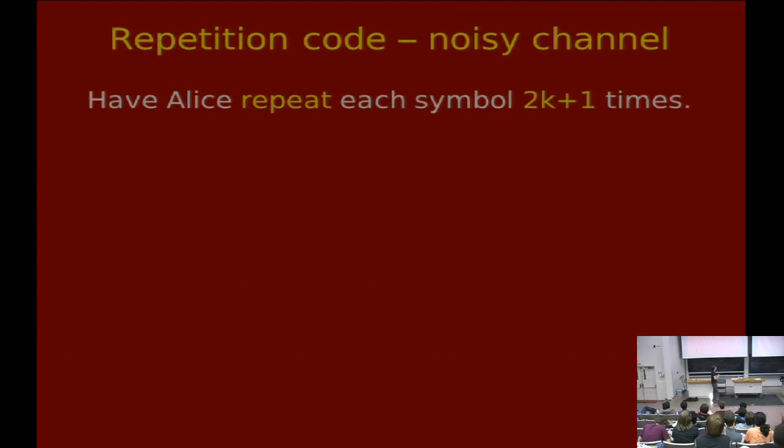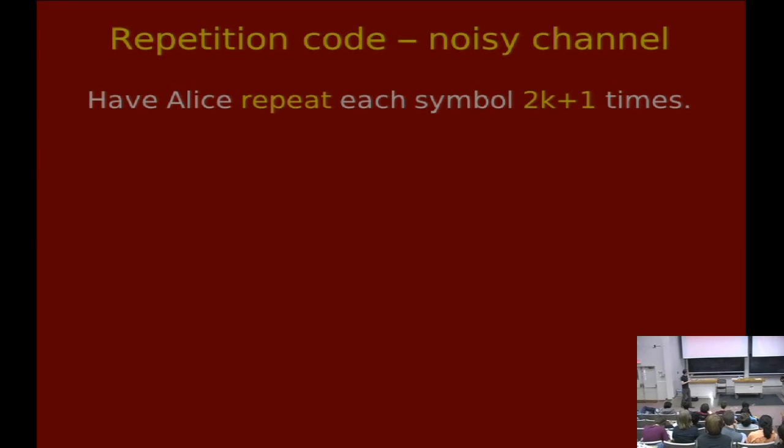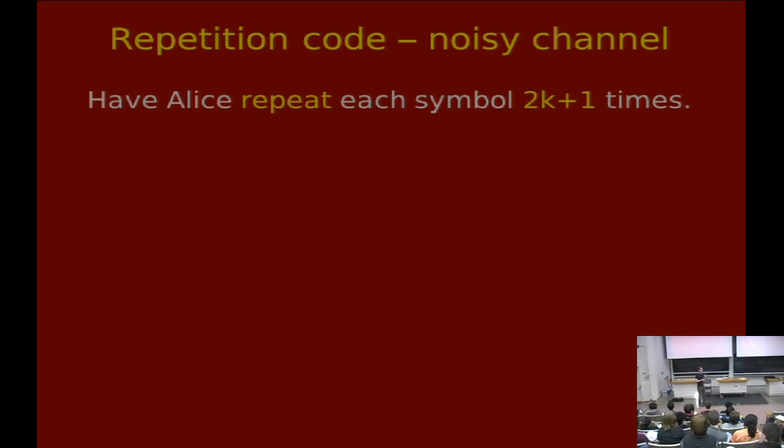Now, it's a little bit worse if you don't have the erasure channel, where Bob knows something got deleted. This is the trickier channel called the noisy channel, where a symbol can change into something completely different. In this case, you can still get your message across using repetition, but it's a bit more expensive. You have to repeat each symbol 2k plus 1 times.